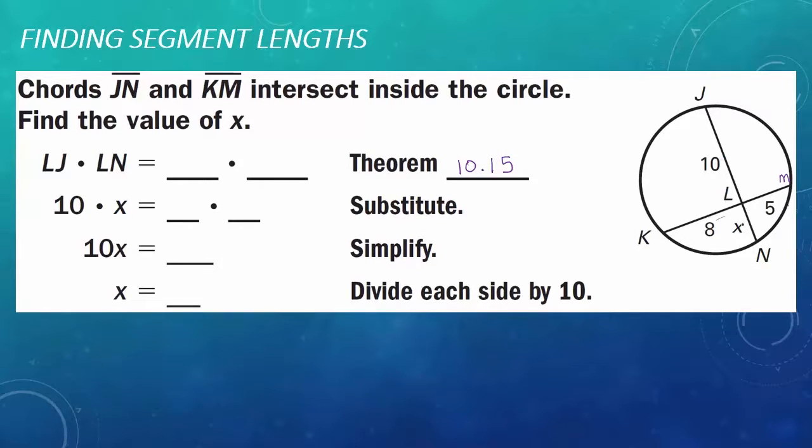says that if I have two chords intersecting inside a circle, then the product LJ times LN is equal to LK times LM. So I have 10 times X is equal to LK, which is 8, times LM, which is 5. 8 times 5 is 40. Isolate X by dividing both sides by 10. X is equal to 4.